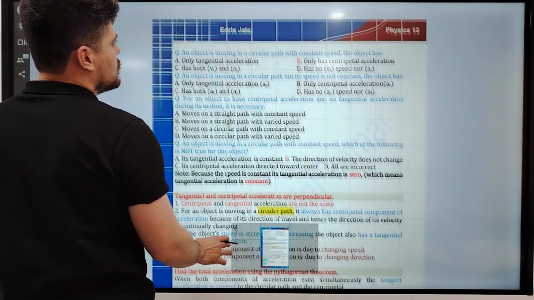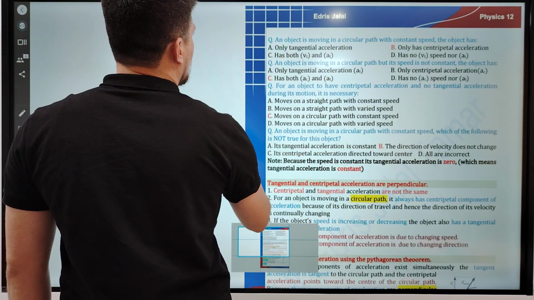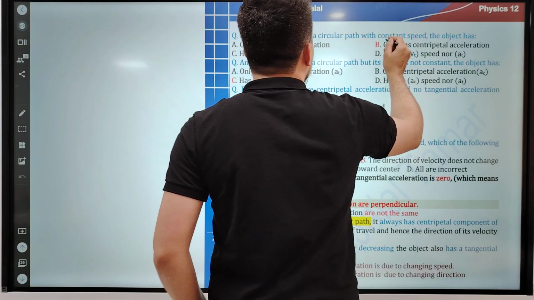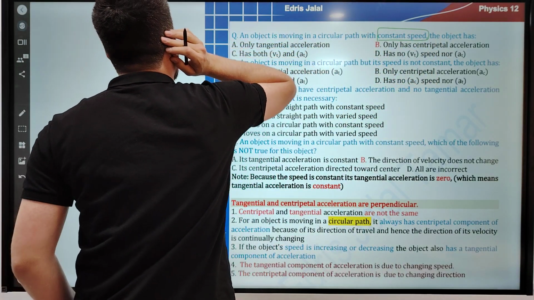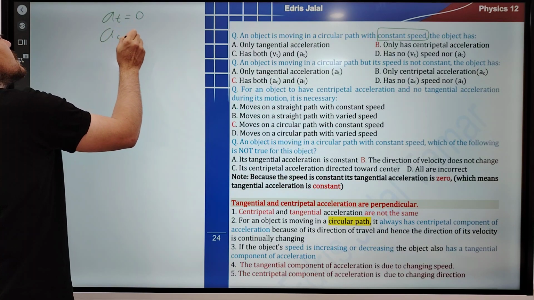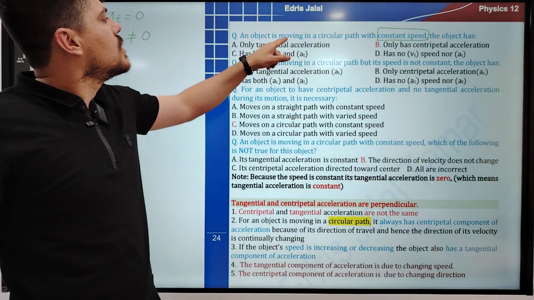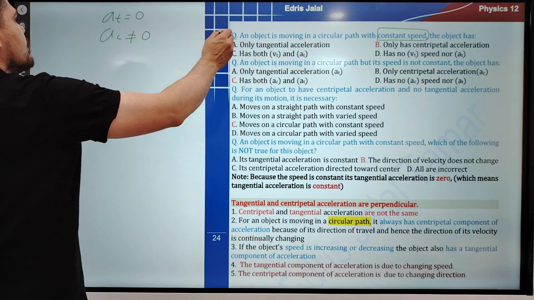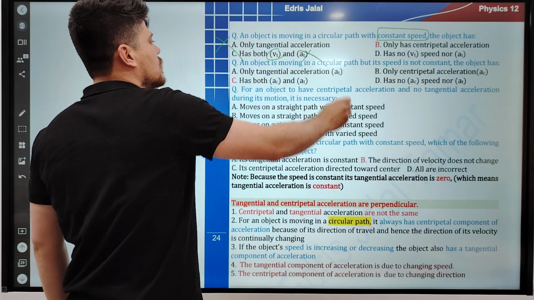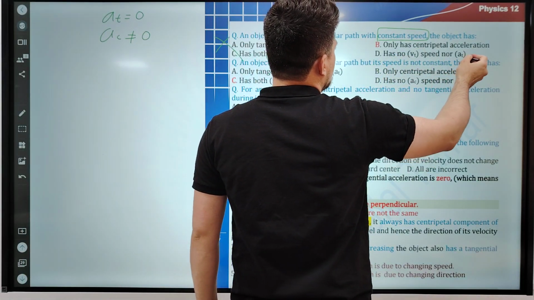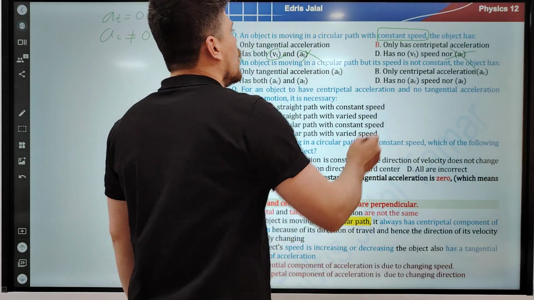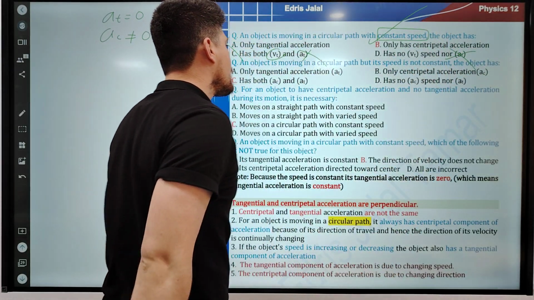We have some ministerial questions, so be careful. An object is moving in a circular path with a constant speed. What do you mean by constant speed? It means that the object's tangential acceleration is 0, but AC is not equal to 0. The object has only tangential acceleration? No. Has both VT and AT? Has VT, but has no AT. Has no VT speed? No, this is wrong. Every circular motion has tangential speed. Only has centripetal acceleration? Yes.